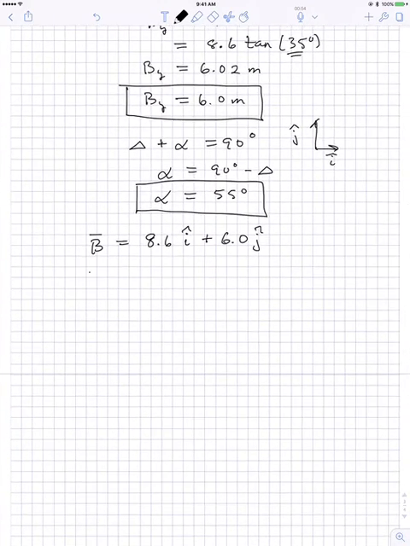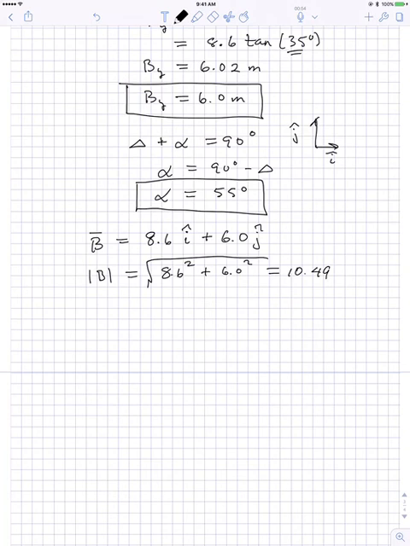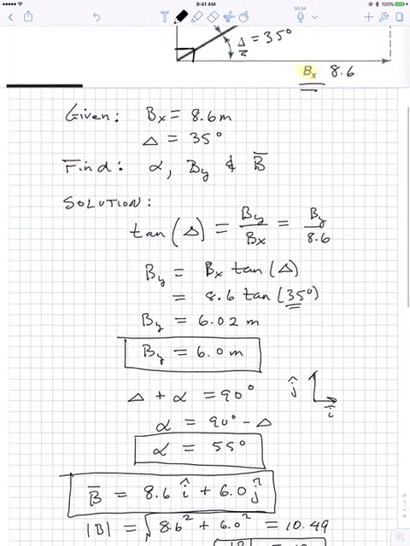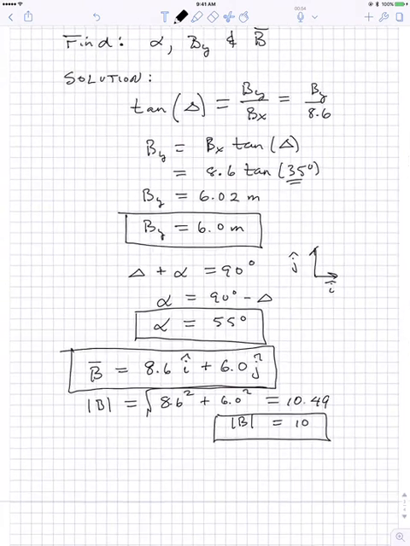All right, notice that's different than the magnitude of the vector. The magnitude of the vector would be the square root of 8.6 squared plus 6.0 squared. If you plug those numbers in, I think you get 10.49, which to two significant digits would be 10. So there's the magnitude, but this is actually the vector. Okay, so there's the solution to 4.1.